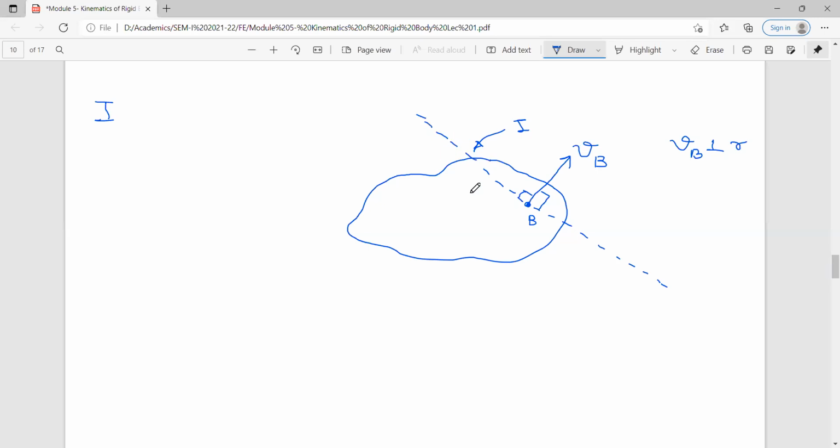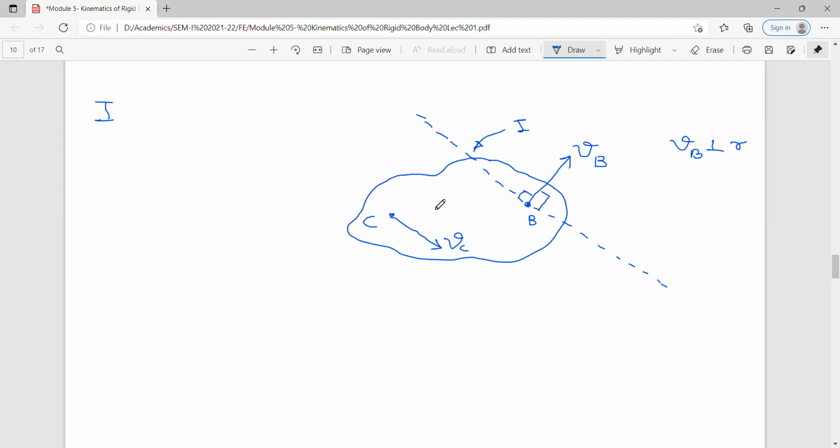So I say to you, okay, then I give you another point C, and I also give you the direction of that point, that point C is moving in this direction. Now can you locate the ICR? Point C and point B, both are on the same object. Yes. Sir, it will be above B. It will be above B, but where will it be? The intersection of both the lines.